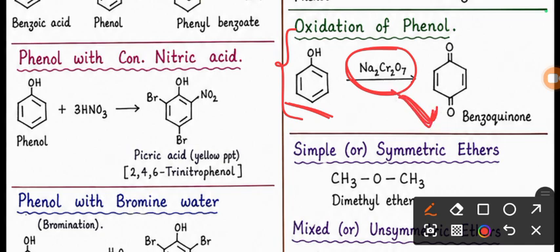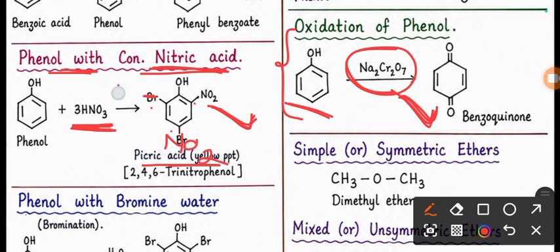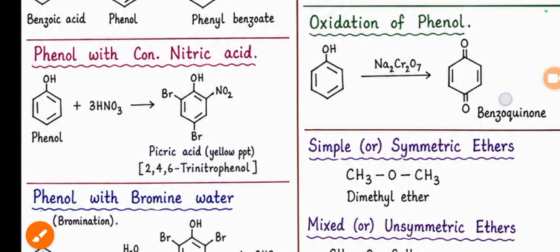Benzoquinone, very important. And similarly, phenol on treating with concentrated nitric acid, this is also a very important reaction. When phenol reacts with concentrated nitric acid, it gives yellow precipitate of picric acid, 2,4,6-trinitrophenol. This is the nitro group. When phenol reacts with nitric acid, it gives 2,4,6-trinitrophenol, yellow precipitate.